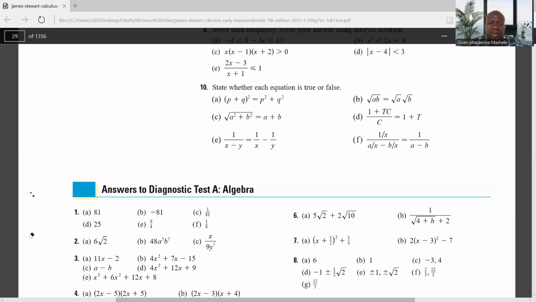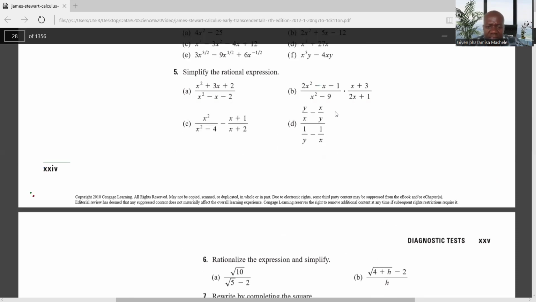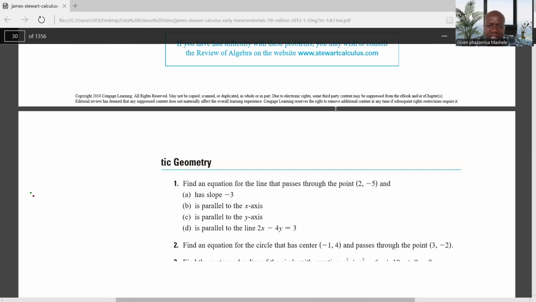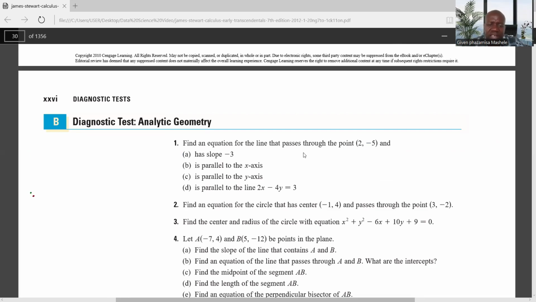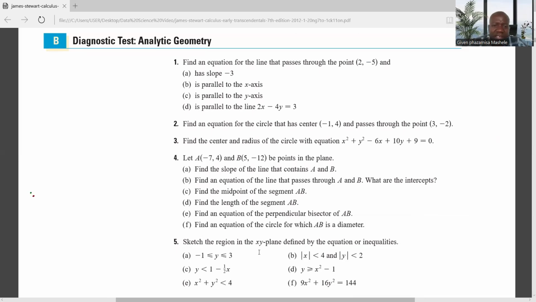And again, what is the other thing? Inequalities, rationalizing the denominators. I think these are just the basics, guys. Then in the issue of geometry, look at this. They say, find the equation of the line that passes through this point, which has a slope of minus 3. You see, you have the gradient and you know the point.